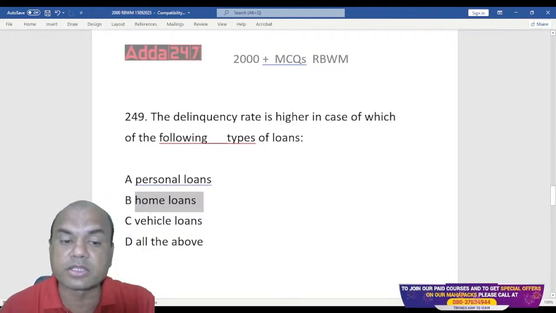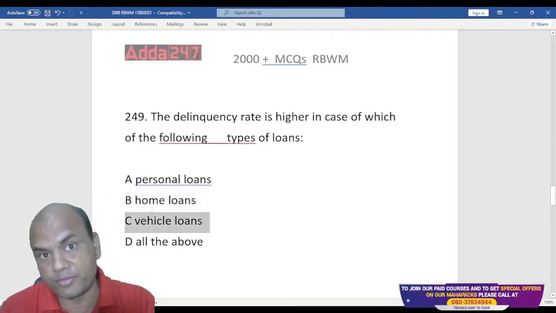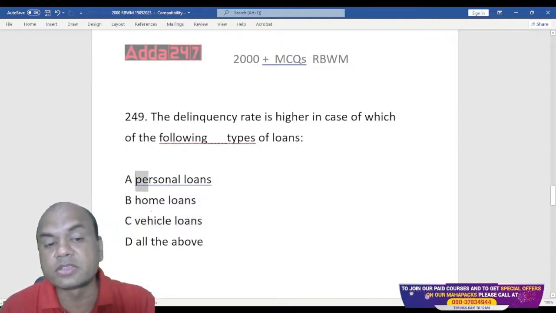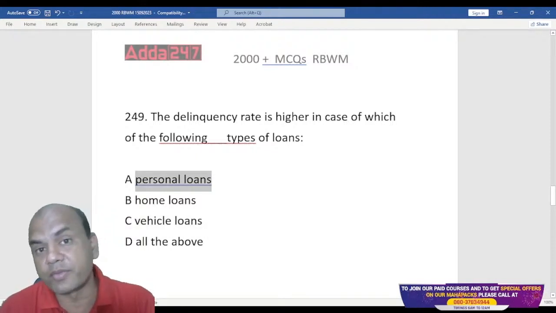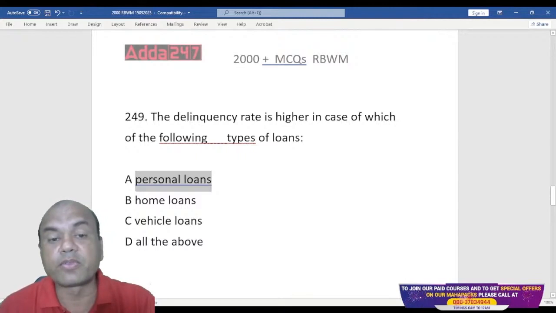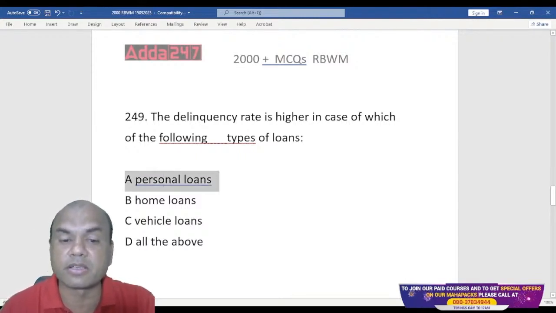In a vehicle loan also, the borrower will be afraid that if he or she does not pay the EMI, the bank will sell off the vehicle. But in personal loans, there is no security, so the borrower will be least afraid. Therefore, the delinquency rate or the failure rate of personal loans is much, much higher.